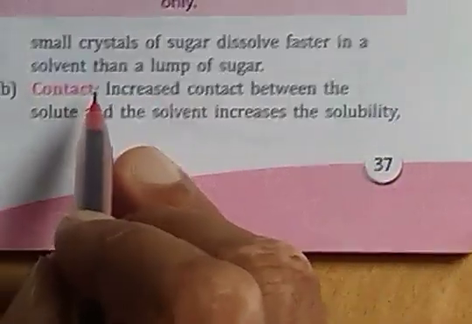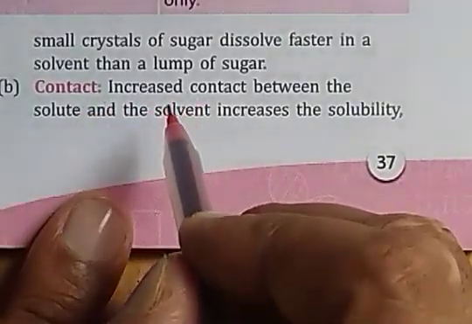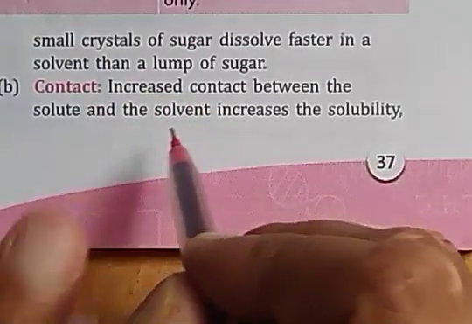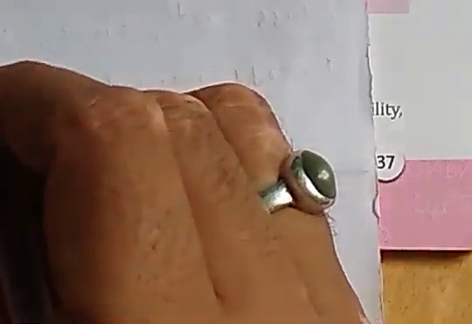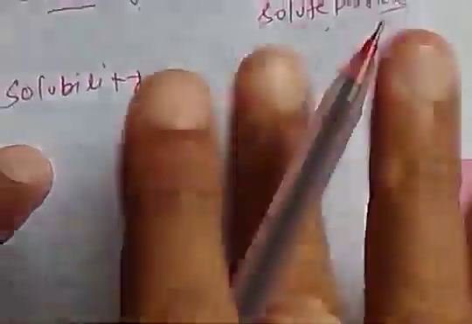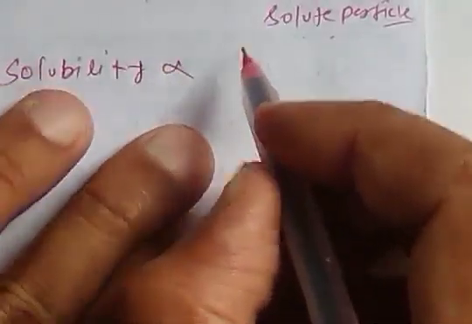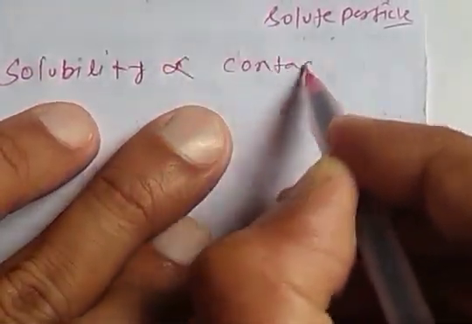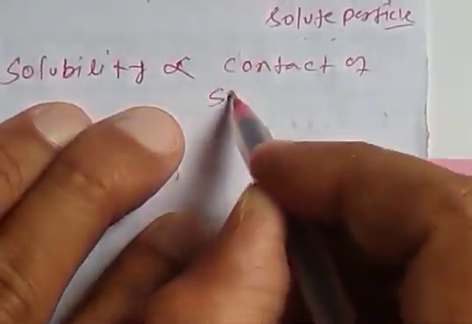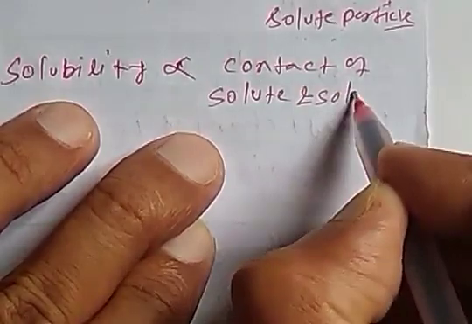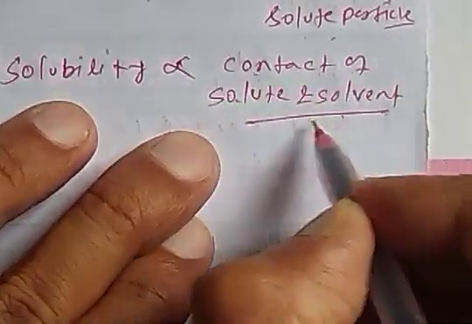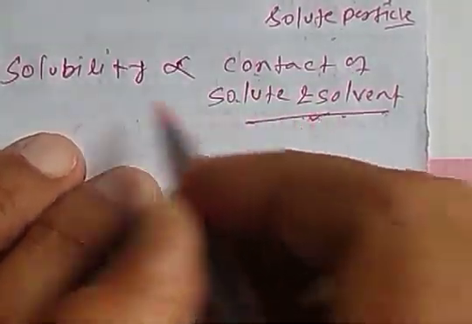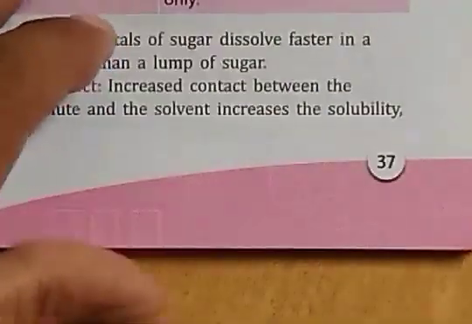Now the second factor, that is contact. If we increase the contact between solid and solvent, then their solubility will increase. Solubility is directly proportional to the contact of solid and solvent. So if the contact of solid and solvent increases, they come nearer to each other, then the solubility will also increase.